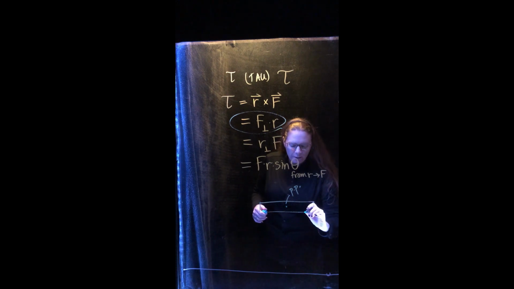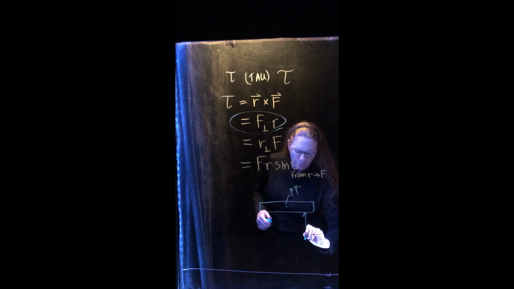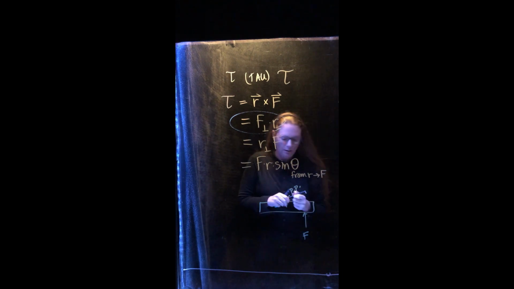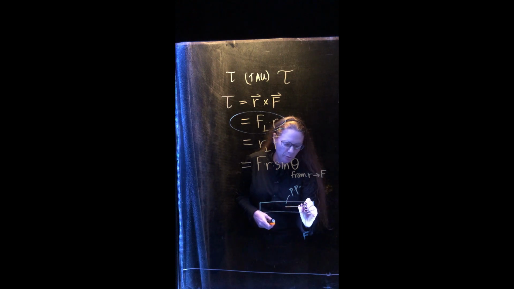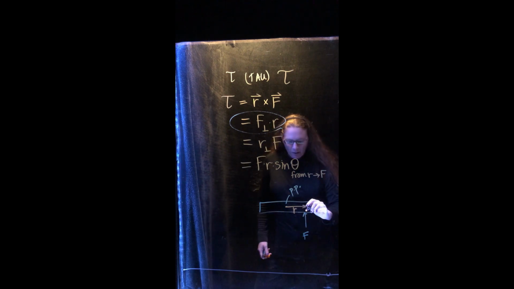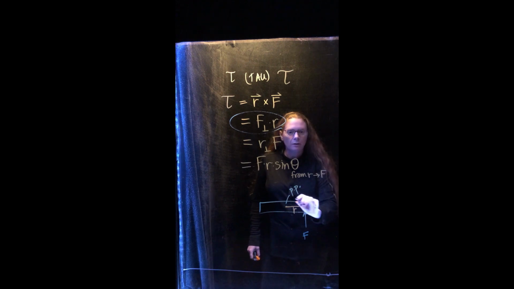Then when we exert a force, let's say we exert a force like this, the distance from the pivot point to where the force acts, that's what we're calling R, kind of the radius. It's also called the lever arm. And when they're perpendicular, you get the biggest torque.